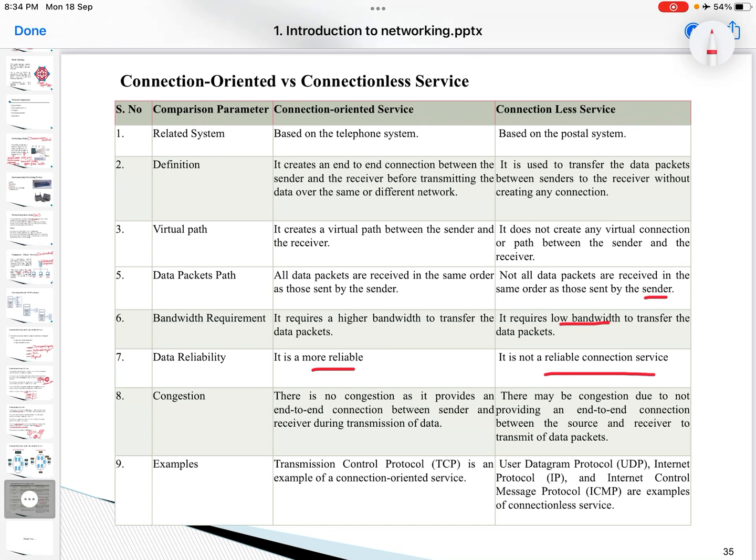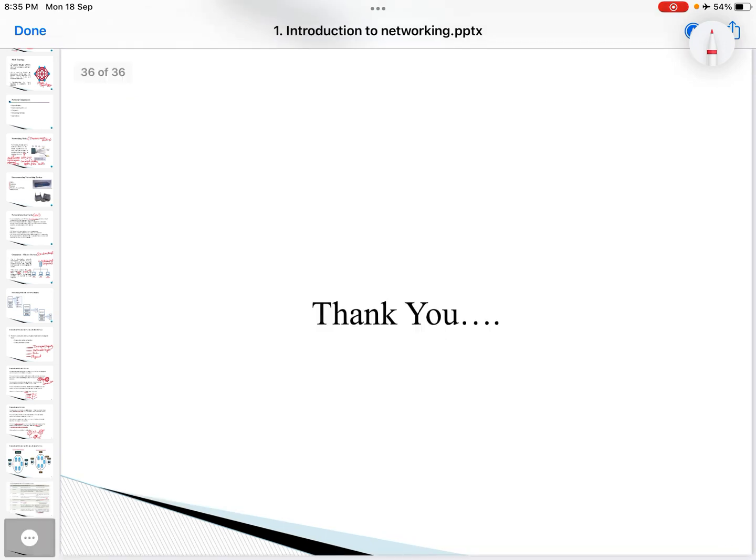Example: TCP, Transmission Control Protocol, is an example of connection oriented service. User Datagram Protocol, UDP, Internet Protocol, IP, and Internet Control Message Protocol, ICMP, are examples of connectionless service. We are done with this.